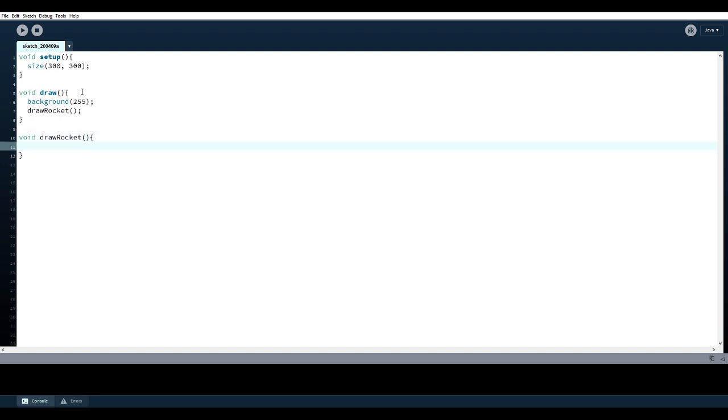So let's go ahead and start off by drawing the center. Let's draw a rectangle and keep it in the center. So we're going to do width divided by 2, height divided by 2, 30, 90, and if I click that button, oh, it's not quite center. The reason it's not centered is that whenever we start drawing with a rectangle, it draws from the upper left corner.